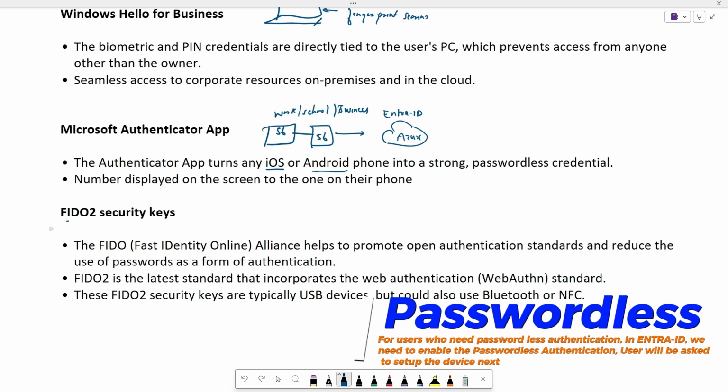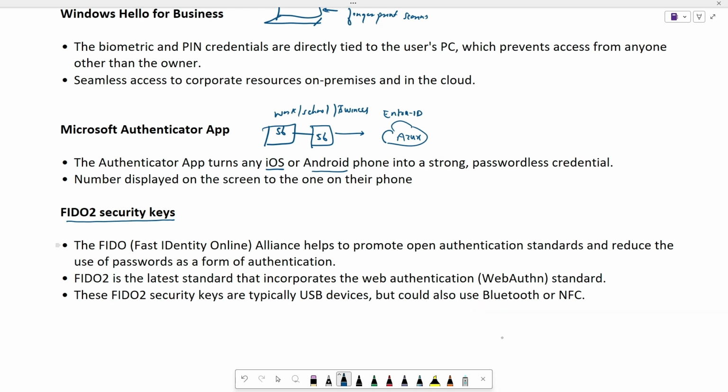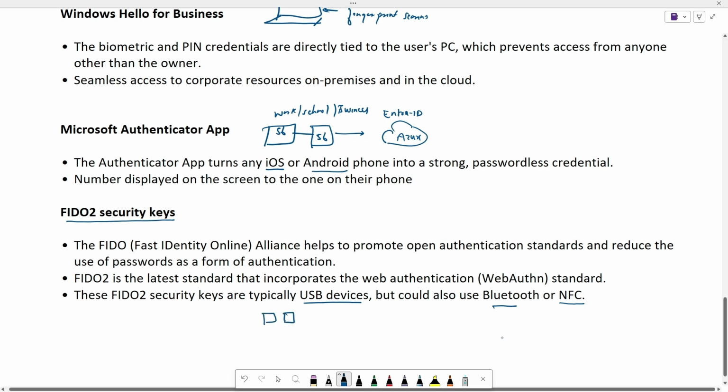There is also another method for passwordless authentication, which is FIDO2 security keys. FIDO2 is part of an Alliance that promotes an open standard for authentication, and this Alliance also supports passwordless authentication. So FIDO2 uses USB devices, and it also supports Bluetooth or NFC. You just need to plug the USB device into your mobile phone or the computer so that you can use passwordless authentication. And FIDO2 is the latest standard that incorporates web authentication.